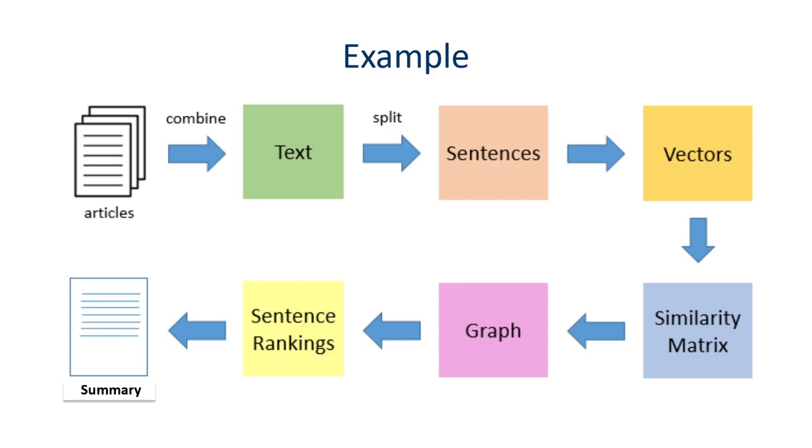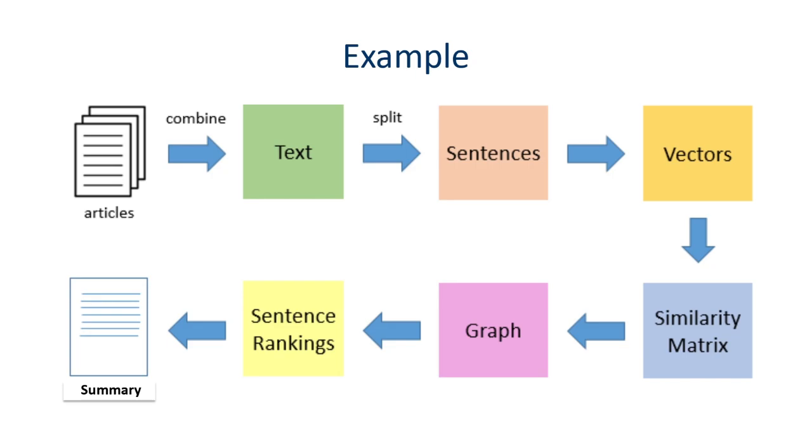In the graph step, we treat each sentence as a node, and each similarity score becomes an edge connecting those nodes. Essentially, we create a graph where sentences are connected based on how closely they are related. You can imagine this like a network of ideas. Sentences that talk about the same thing cluster together, while less relevant ones have fewer connections.